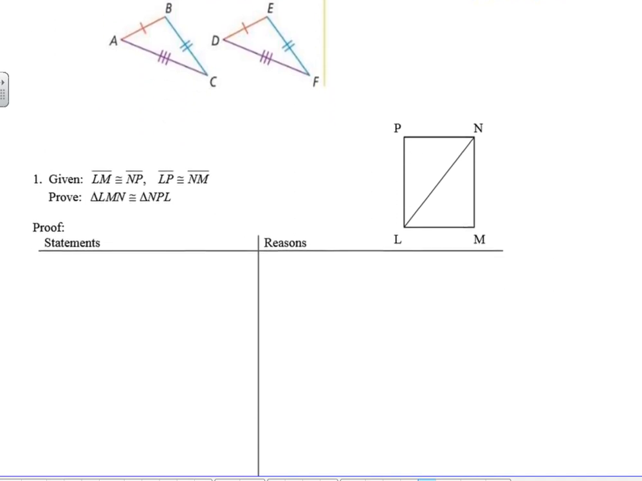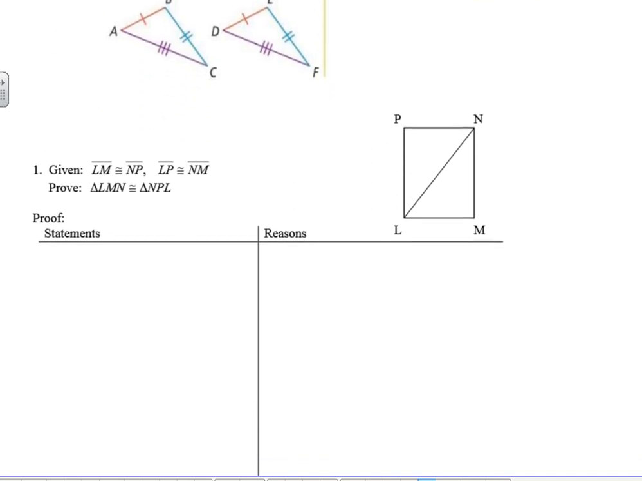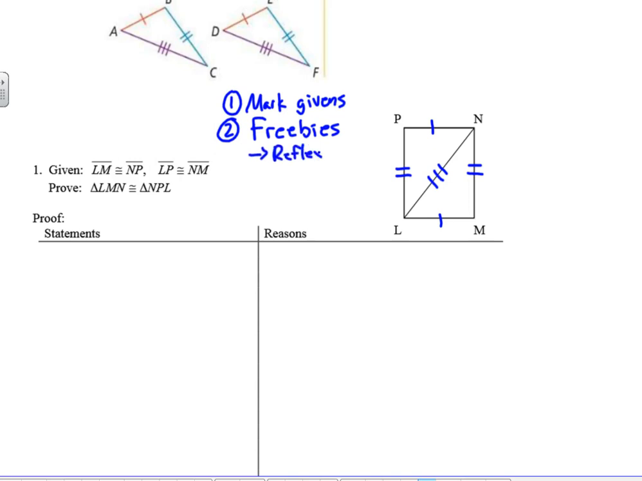All right, so let's go through now, and what we want to do, kind of our process, is we want to start by marking the givens on the diagram. So we've got LM congruent to NP, and we've got LP congruent to NM. All right, and so after we mark the givens, we're going to look for our freebies. And in this case, both of these triangles share this common side LN, and so that's the reflexive property. And just to remember, freebies are, we're looking for reflexive property, that's shared sides or angles, and we're looking for vertical angles. Potentially a linear pair would be another freebie.